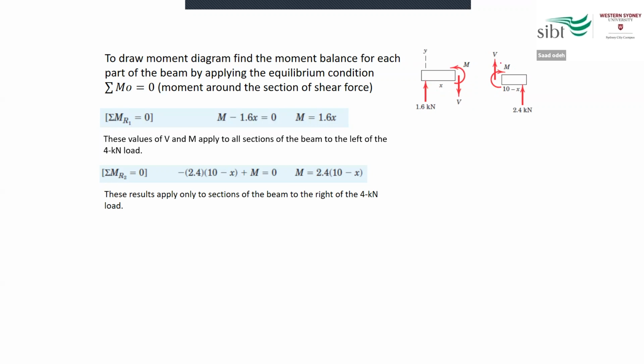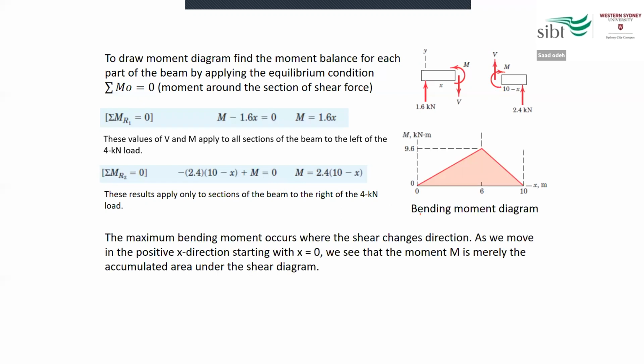I do the same thing for the other side. If this one is x, the whole length is 10, so the remaining part is 10 minus x. So the length here is 10 minus x. I know that this is the force, I have the reaction, I can say this force 2.4 times the distance 10 minus x plus the bending moment at this point, M, equal to 0. And then I end up with this equation in terms of x. So M is equal to 2.4 times 10 minus x.